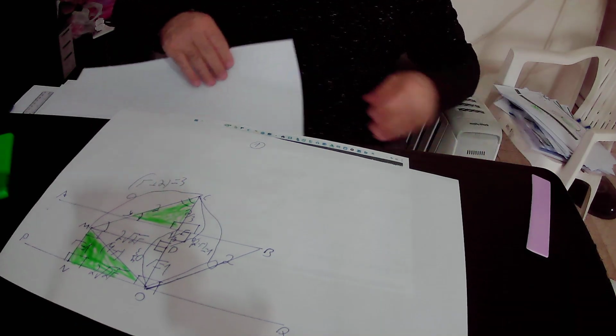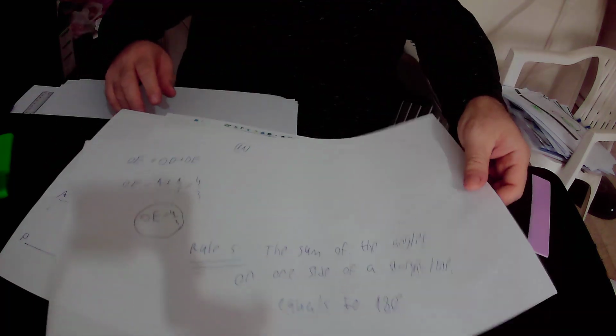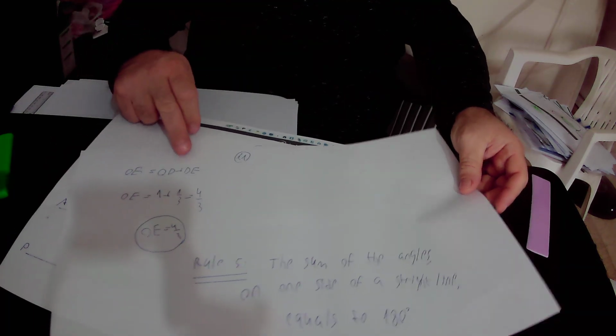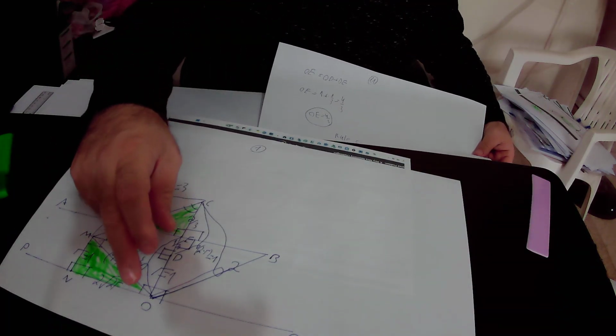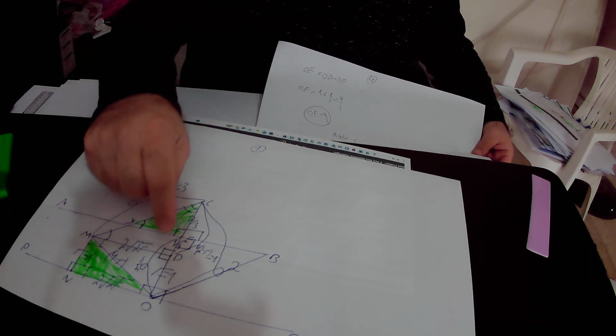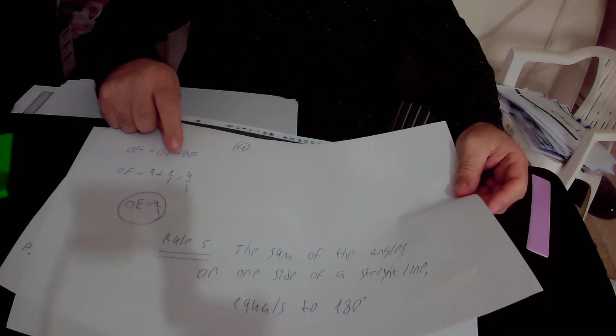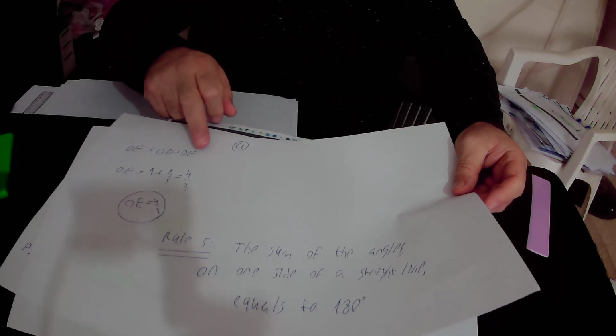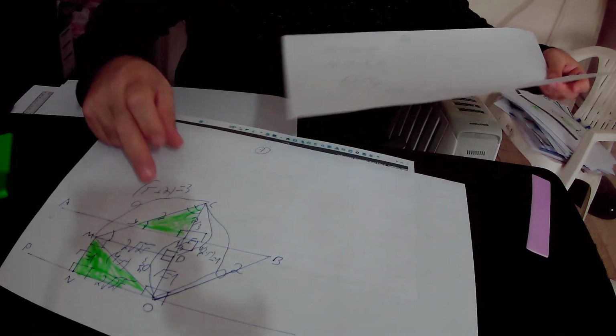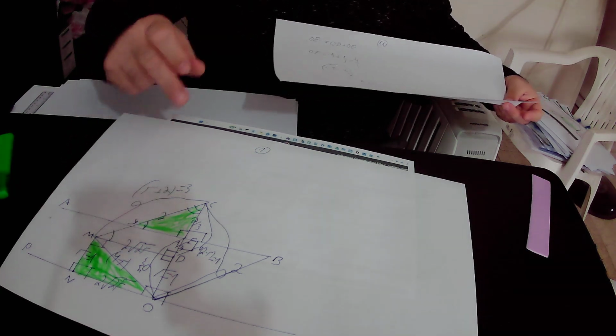And what is the value of OE? The value of OE equals OD plus DE. OD is 1 and DE is 1/3. So in total we found that OE equals 1 plus 1/3. That is to say OE equals 4 over 3 units.